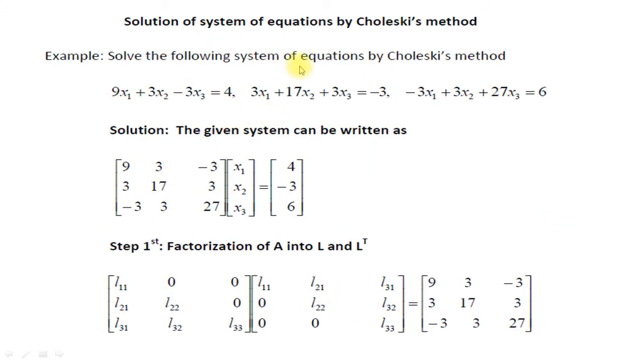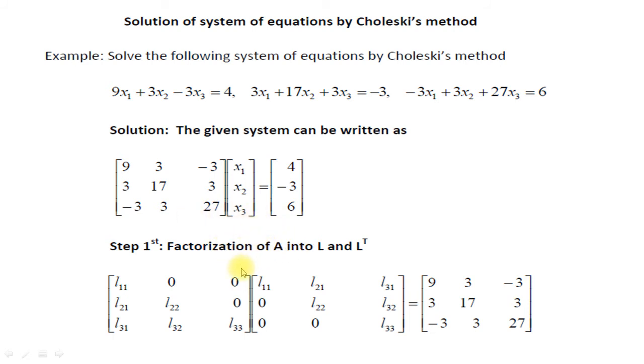Now another example by the Cholesky method. Suppose 9x1 plus 3x2 minus 3x3 is equal to 4, 3x1 plus 17x2 plus 3x3 is equal to minus 3, and the third equation minus 3x1 plus 3x2 plus 27x3 is equal to 6. So write the system in matrix form, and now this is the coefficient matrix. Now decompose, factorize this coefficient matrix into the lower triangular matrix and the transpose of the lower triangular matrix. This is actually also called the symmetric factorization.